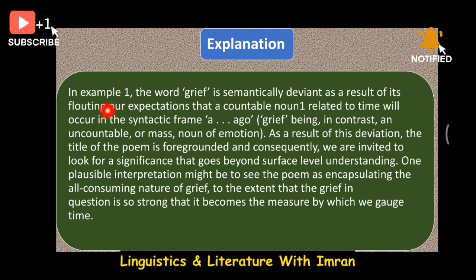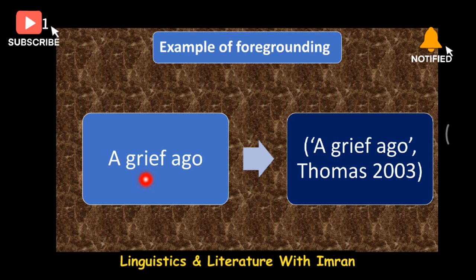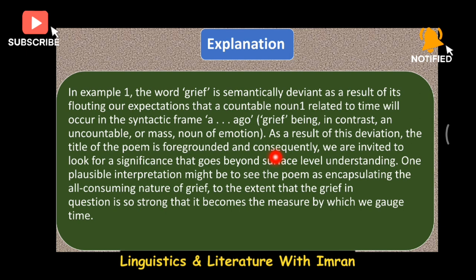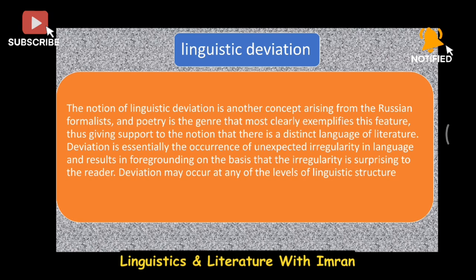Explanation. In example 1, the word grief is semantically deviant as a result of its floating or expectation that a countable noun related to time will occur in the syntactic frame, right? So we think that here we should use a time, like, as I told, an hour ago, a week ago. So they say that a countable noun should be used here, and that should show time. So grief, being in contrast, is uncountable, a mass noun. What is grief? Grief is an uncountable noun. A grief ago, there is uncountable, right? A mass noun of emotion.